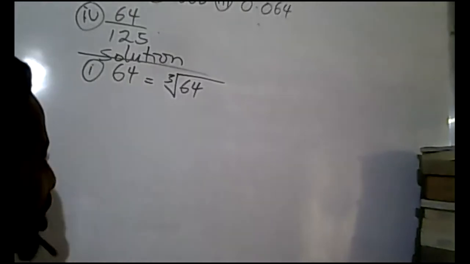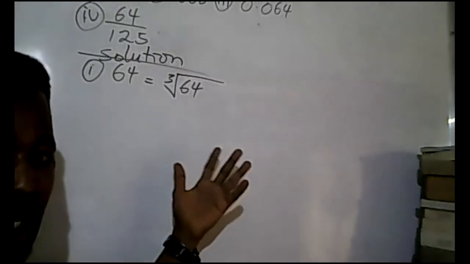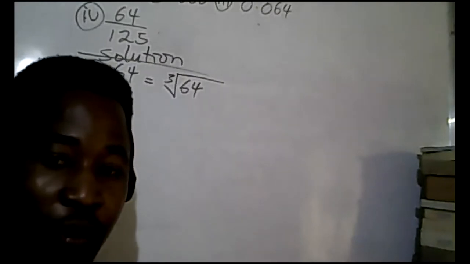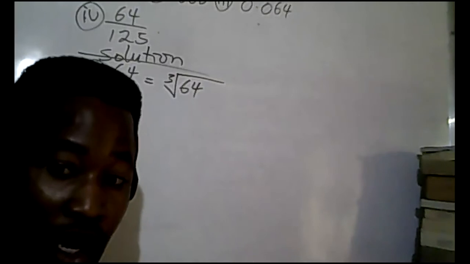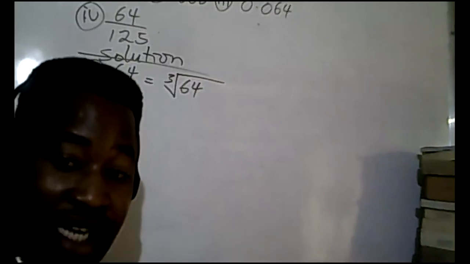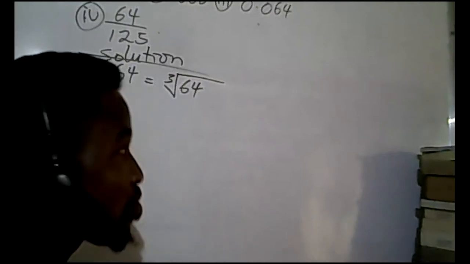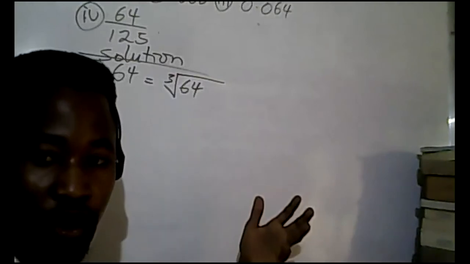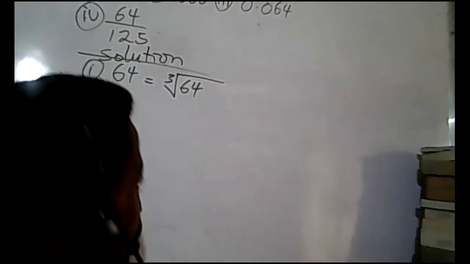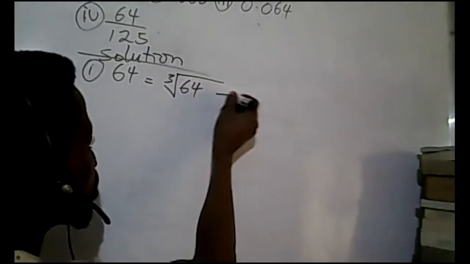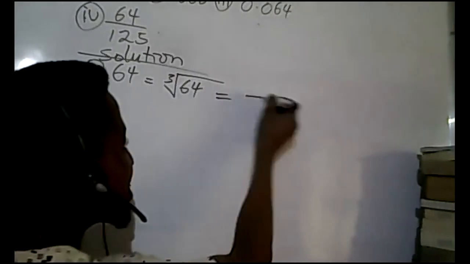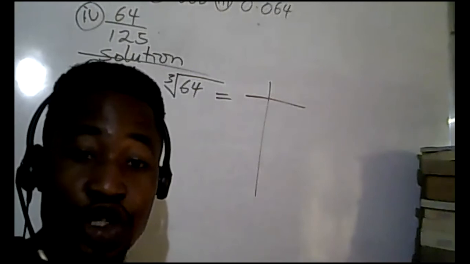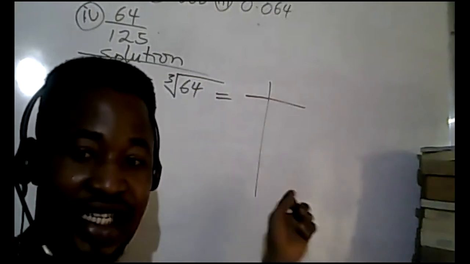What do I mean? If you cannot easily, at a glance, look at this and know what number multiplied by itself 3 times gives a particular number, what you can do is express that number as a product of its prime factors, okay? I know just by looking at this that the answer is 4, but if you don't know that, let me show you another way of doing this. The same way I taught you how to find the square root of large numbers in the previous class, the same thing we're going to do.